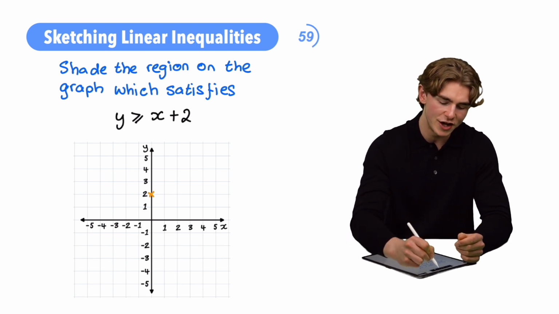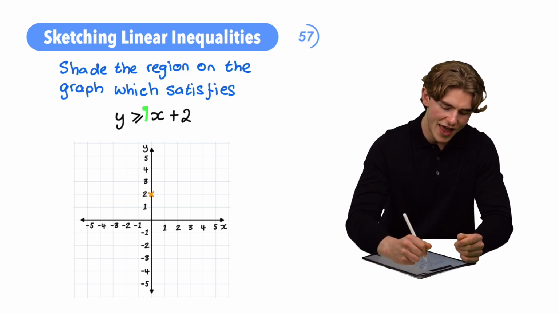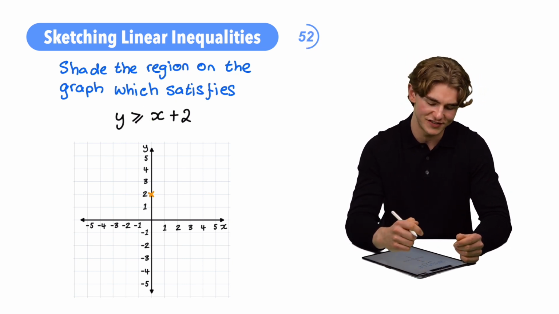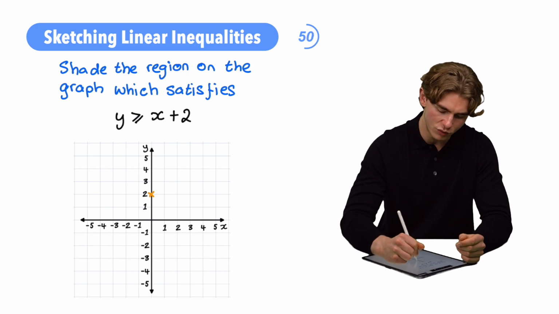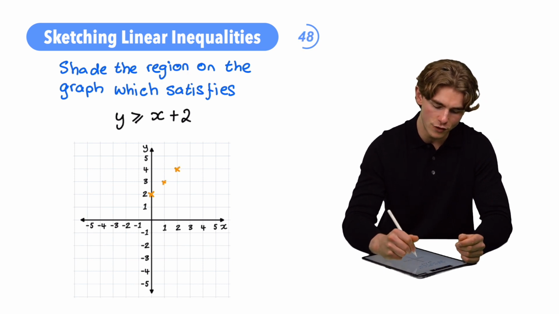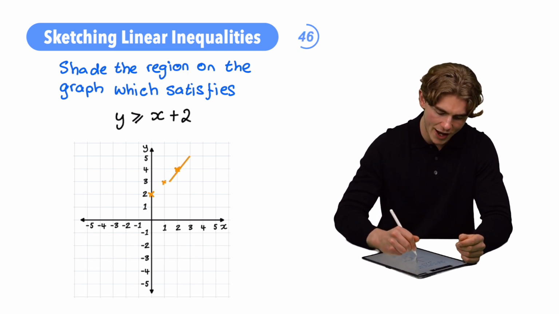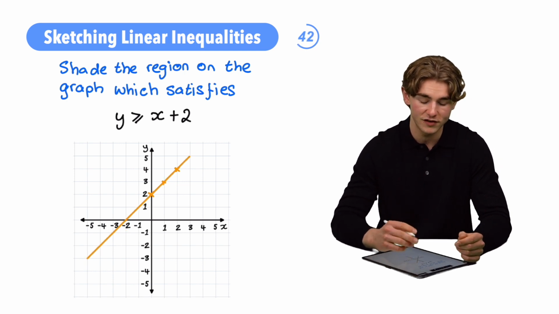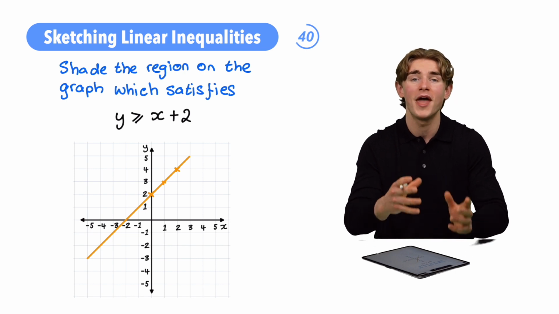And then we have a gradient of 1 because there's effectively an imaginary 1 in front of that x. So the m part of the y equals mx plus c is 1. So we're going to go 1 across 1 up, 1 across 1 up. That gives us a few points which we can join with a straight line. And we can see there, guys, that we have our line y equals x plus 2.